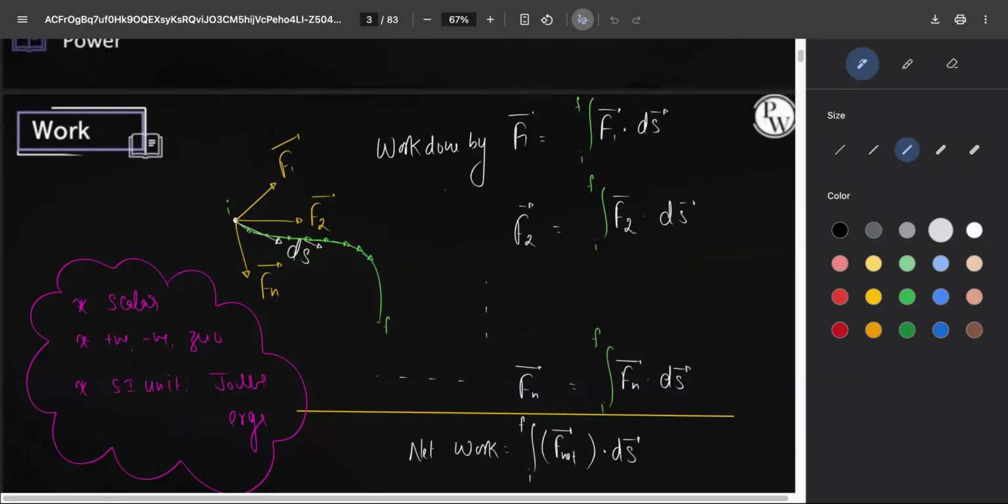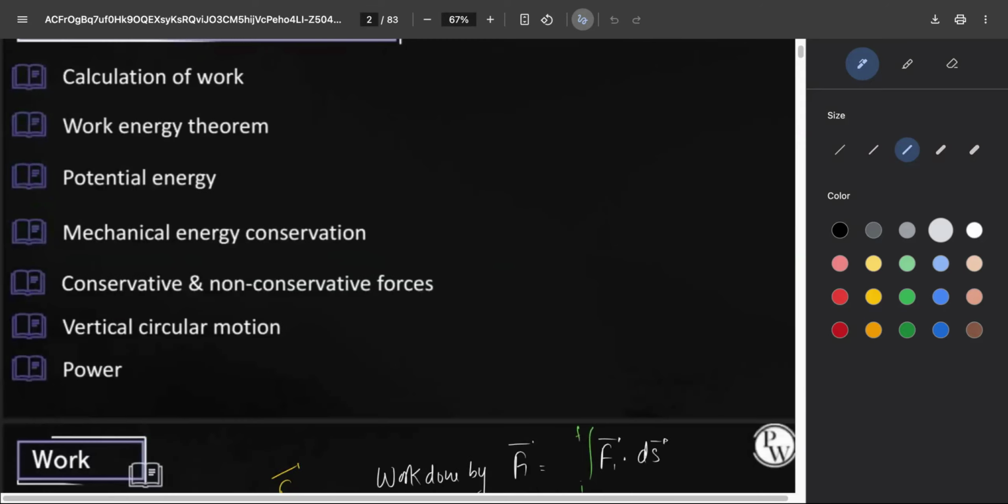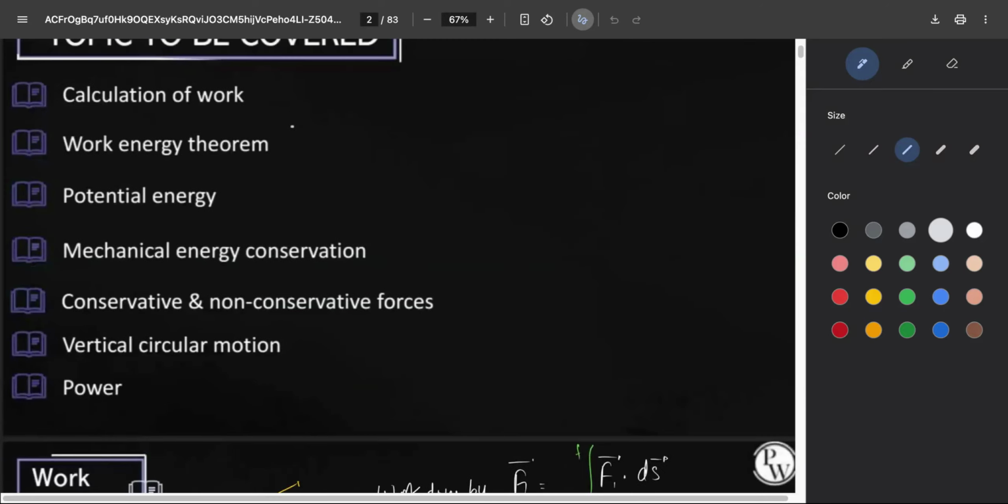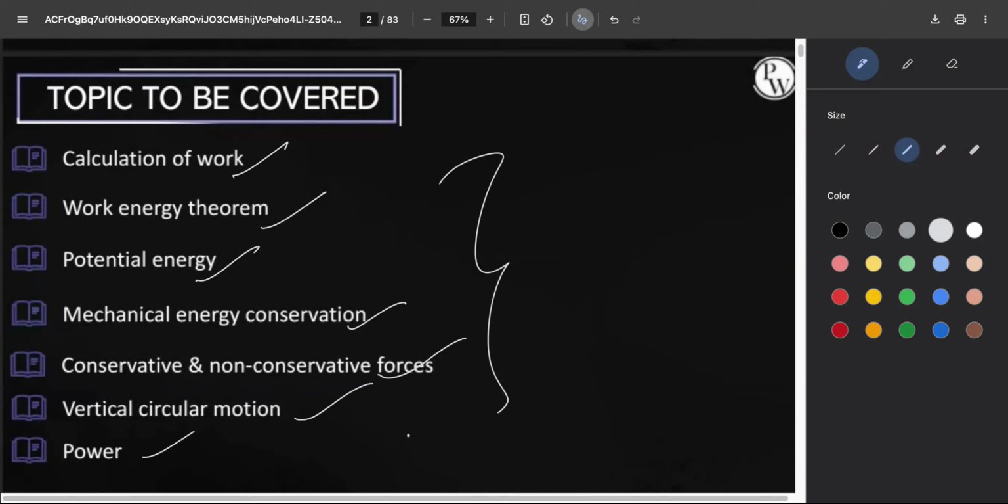Hello Advita, can you hear me now? Yes. Okay, so basically we can start the chapter. The topics we can discuss and cover are the work-energy theorem, power, energy, mechanical energy, conservative and non-conservative forces, vertical circular motion, and power. If we cover this part, we are done with this chapter.